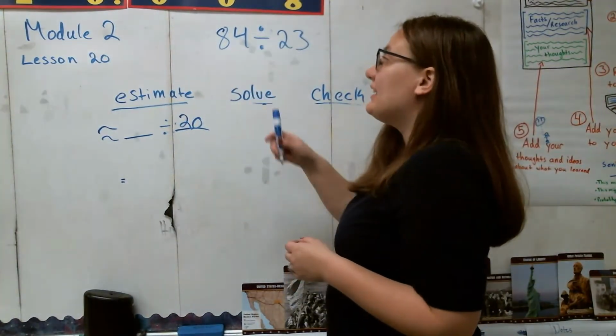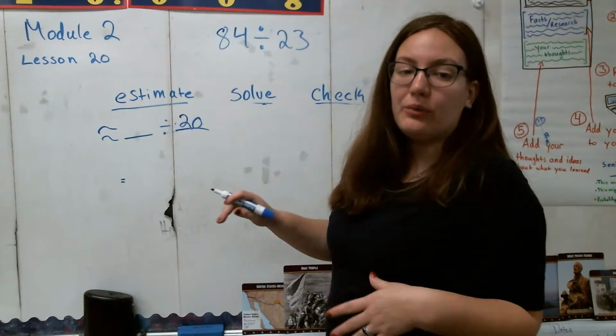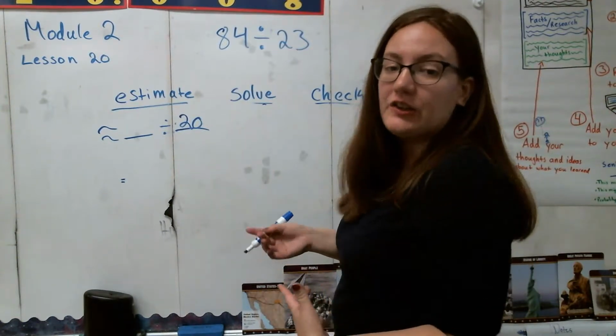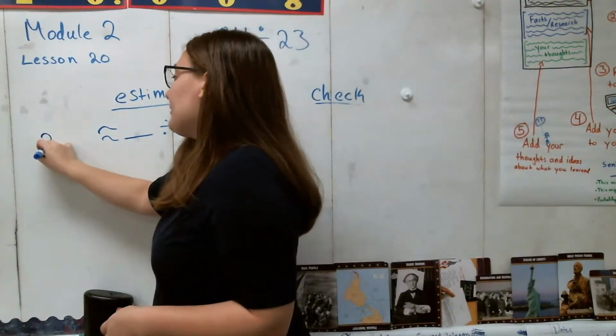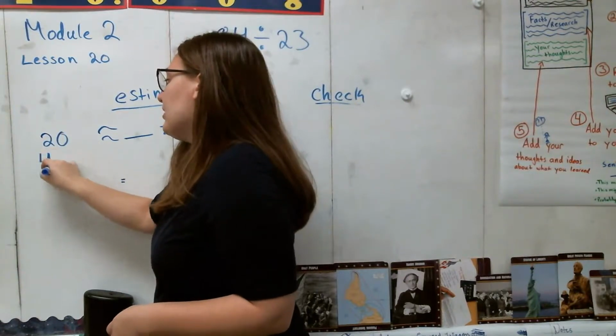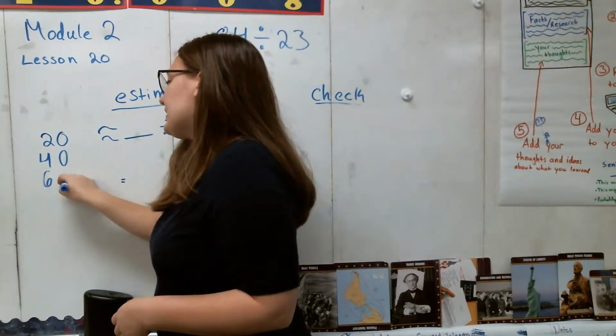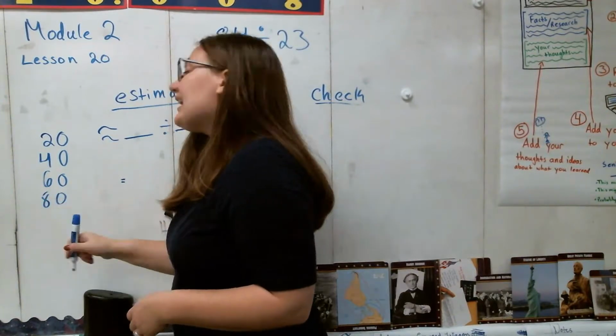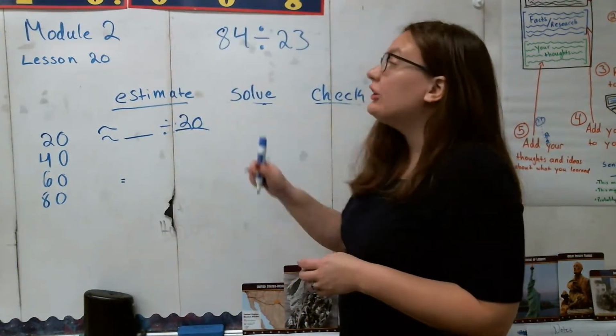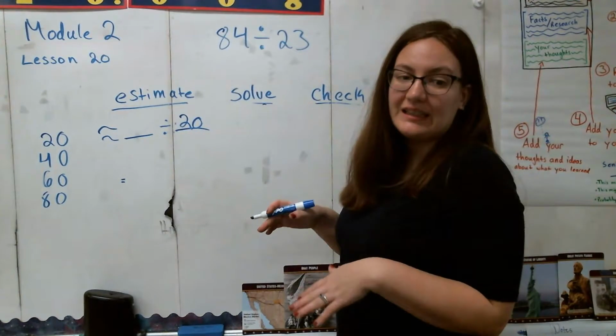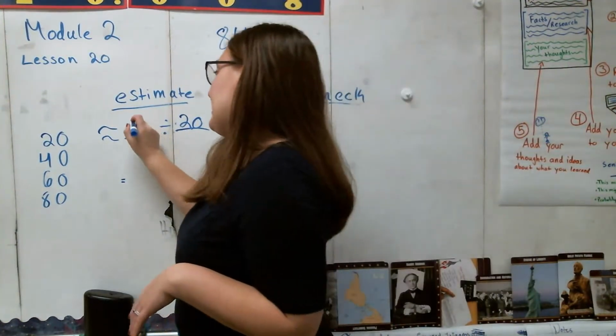And then this 84 right here, I'm going to think about, well, what multiples of 20 are really close to 84? So I'll list out my multiples of 20. So 20, 40, 60, and 80. 80 is super close to 84. So that is perfect. We're going to do 80 right here.